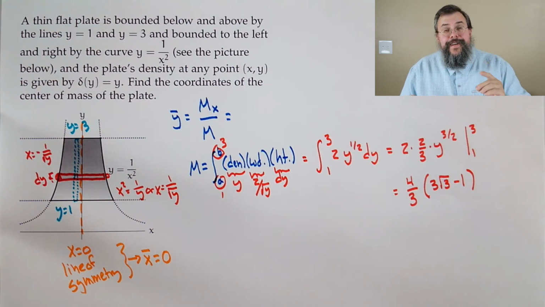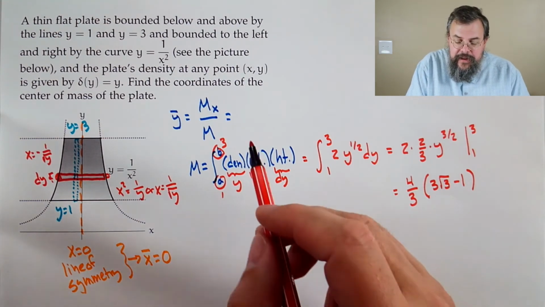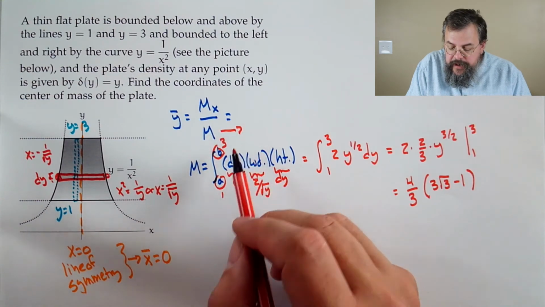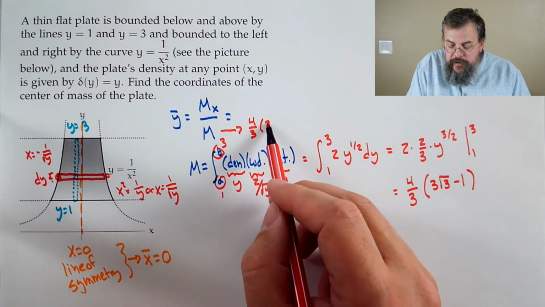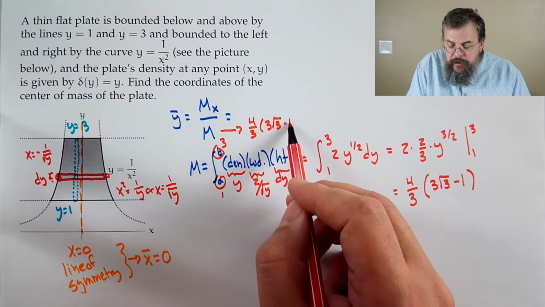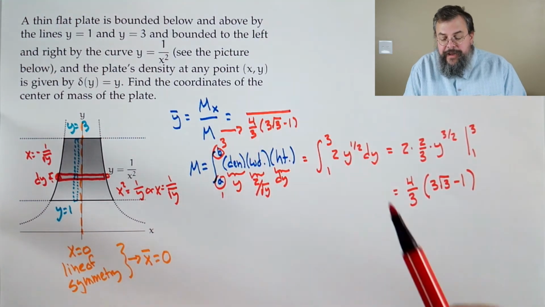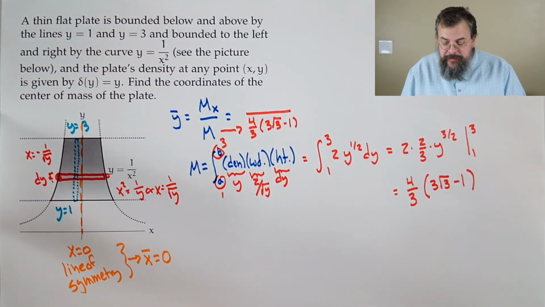Now, we're not done because that's just the mass. That's what goes in our denominator. So 4/3 times 3 square root of 3 minus 1. Now we have to do our moment. So how do we do that?